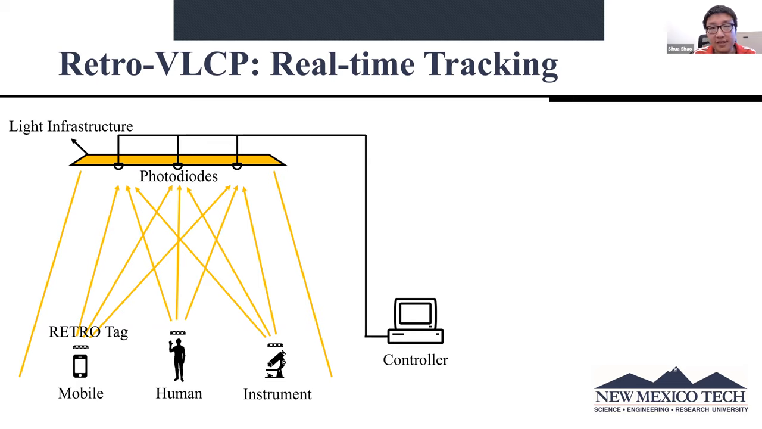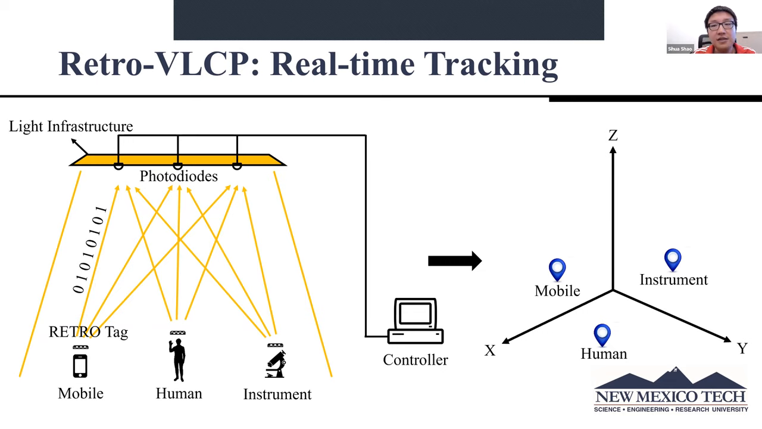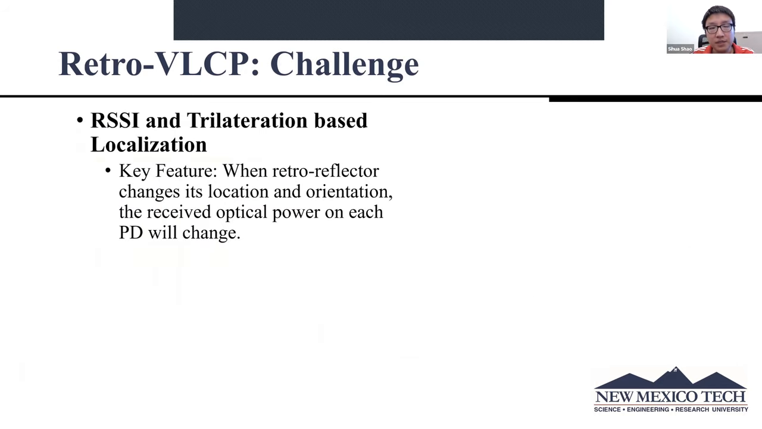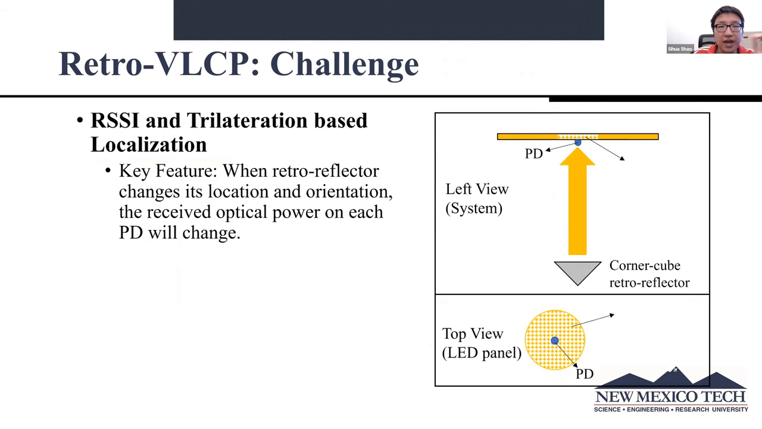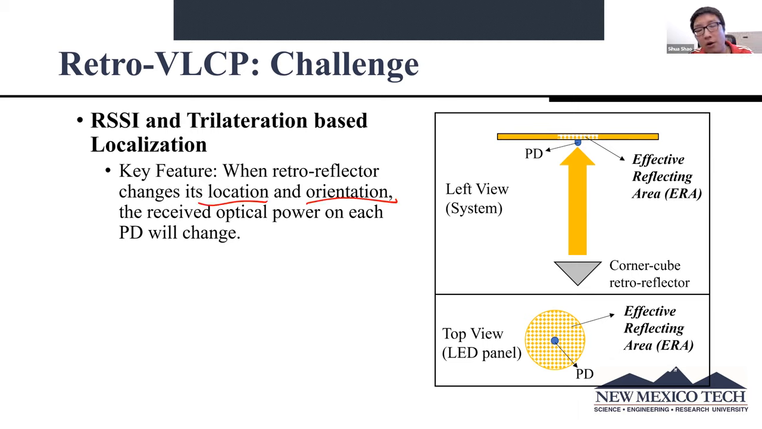Based on this reflected light signal strength, you can compute the 3D coordinates of all these devices in real time. In the meantime, this retro VLC tag can send the 0101 data back to the photodiodes to enable communication. That's why we call it VLCP, the visible light communication and positioning system. In this positioning system, the research challenge is that when the retroreflector changes its location and orientation, the received optical power on the photodiode will change.